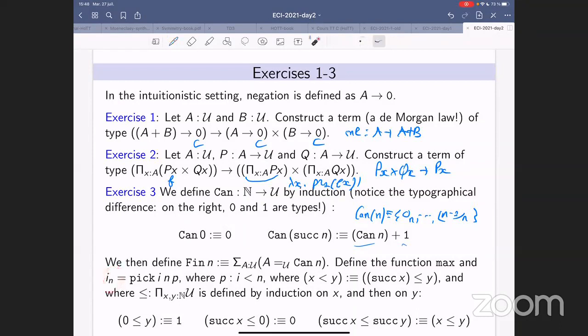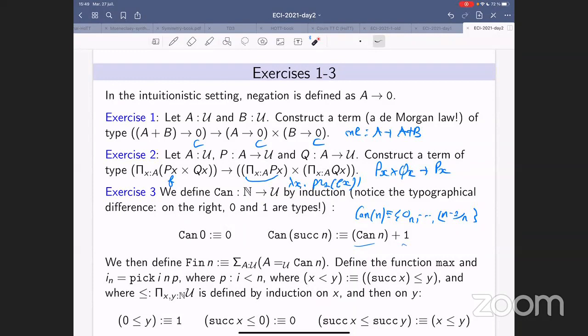Okay, and for this notation to be properly defined, you also need to define a predicate, which means you also need to define a type. So it's a family of types: x strictly less than y, or x less than or equal to y.